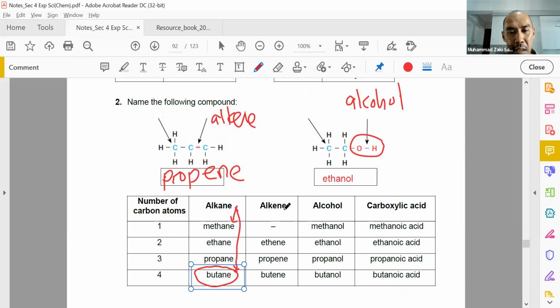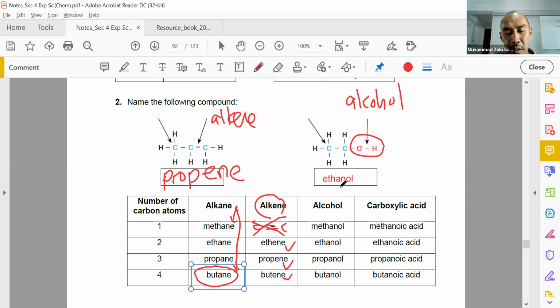Then you have alkene. For alkene, there's no methene. You know why? Because a carbon-carbon double bond needs at least 2 carbons, so they cannot have methene, no such thing. So alkene starts with ethene, then propene, then butene.